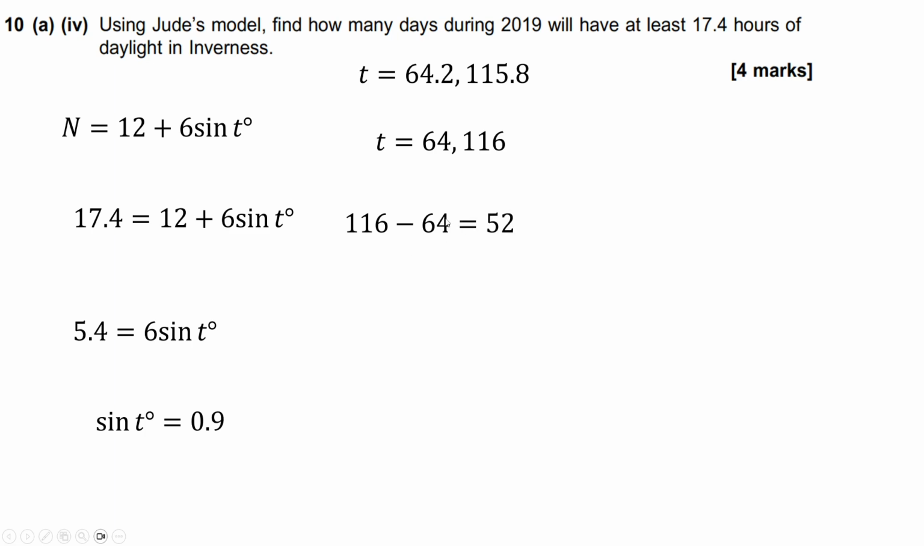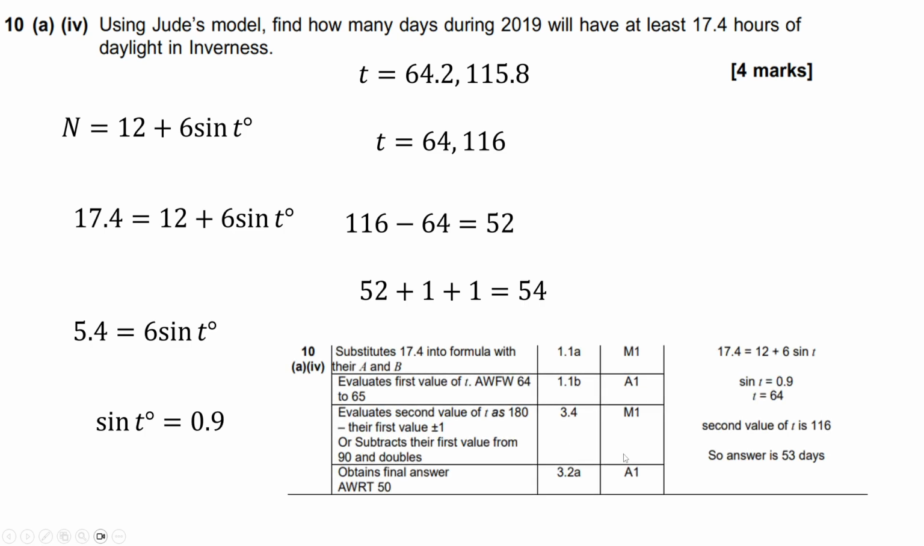But you see, when you're taking away these two numbers, you're excluding this number and you're excluding this number, if you think about it. So I added 1 and then I added another one, so I added 2 onto it to get 54. Now I checked the mark scheme for this and it said the answer was 53 days, but I can't understand why it is 53 days. It makes more sense to me that it'd be 54. But here it says answer which rounds to 50. So 54 or 53, both of them are fine.